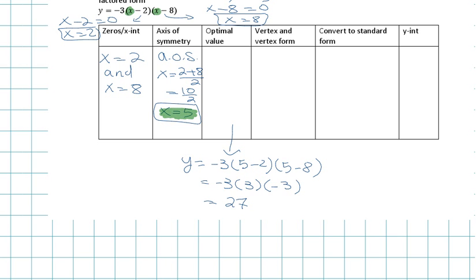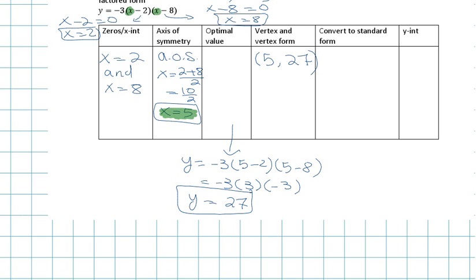So the optimal value is y equals 27. Are we okay with this? Okay? So what's your vertex then? 5 and 27. And how do I write that? In brackets. That indicates a point, right? It comes in brackets. Good.